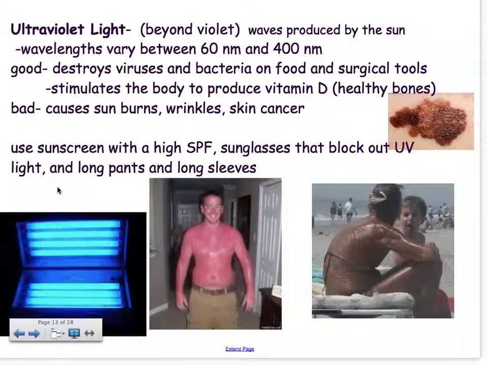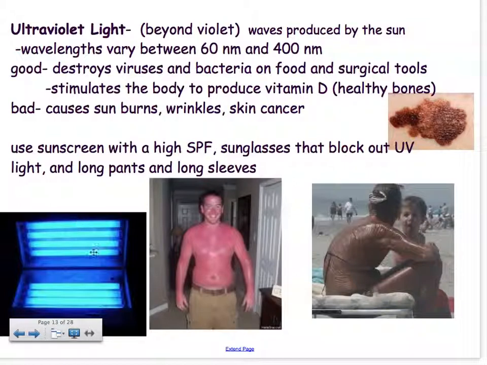The next one going along here now is ultraviolet. Ultra means beyond, so it's just beyond violet. And this again are waves that are produced by the sun. Ultraviolet light is both good and bad. It's good because it does destroy viruses and bacteria on foods and surgical instruments. It also stimulates our body to produce vitamin D and give us healthy bones. The negative is that it can cause sunburn, wrinkles, and skin cancer.